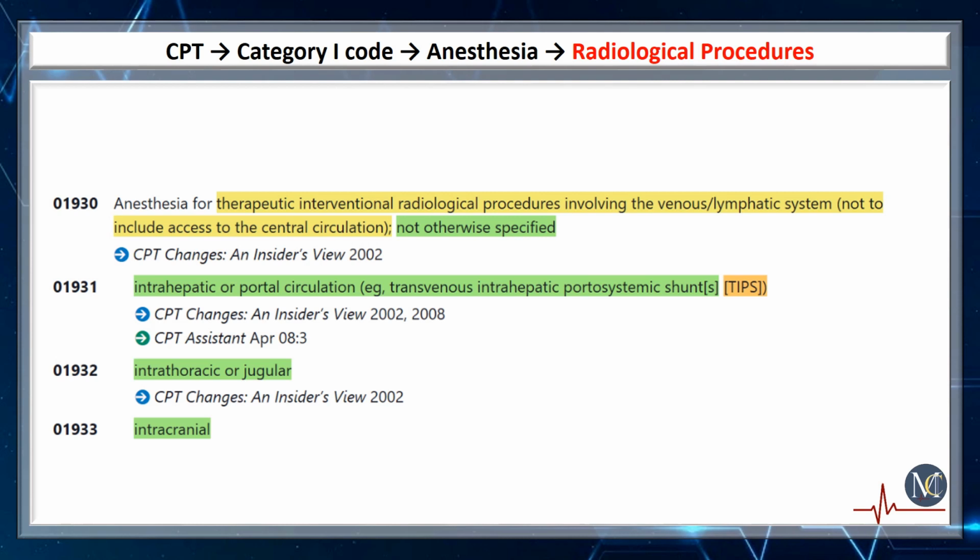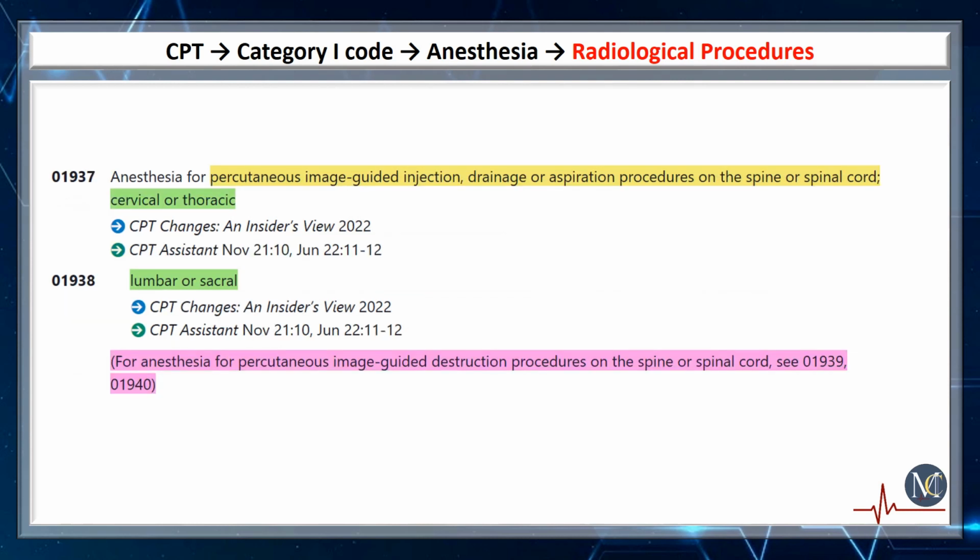Next code is 01932, intrathoracic or jugular. The provider performs anesthesia services for a patient undergoing therapeutic interventional radiological procedure involving the jugular vein, which is the major vein bringing blood back from the brain, or intrathoracic veins, which are blood vessels draining into the heart from within the chest.